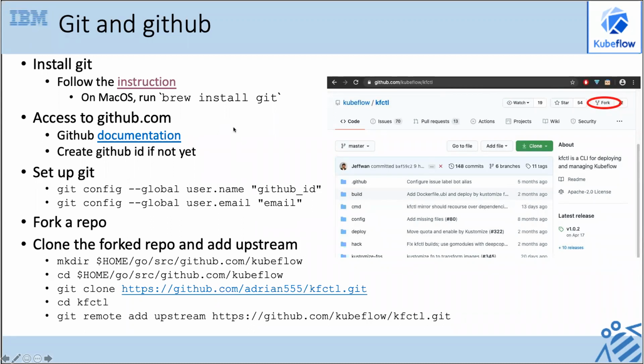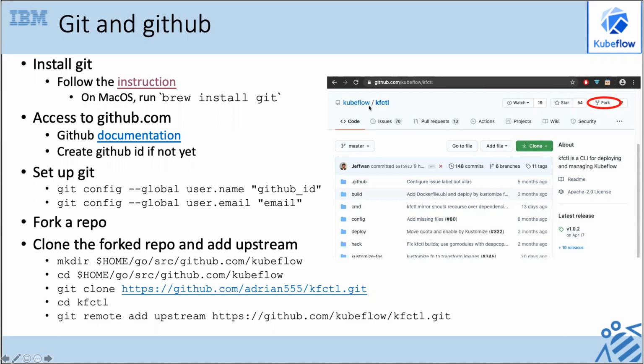I guess in that presentation, you already had a chance to create your GitHub ID on github.com. If you have not yet, you need to do that. After that, you need to set up Git. You run git config to set your username and your user email. And then fork a repo. For example, if you want to go to the Kubeflow project, you go to github.com/kubeflow/kubeflow, and on the top right there's a Fork button, and you just click on that. This is particularly for the Kubeflow project.